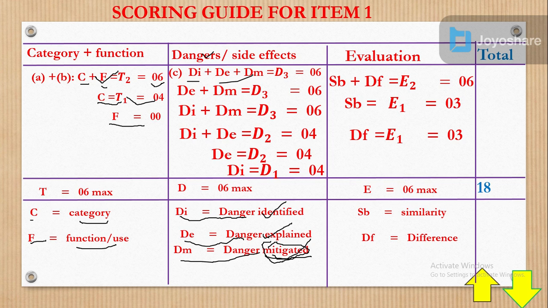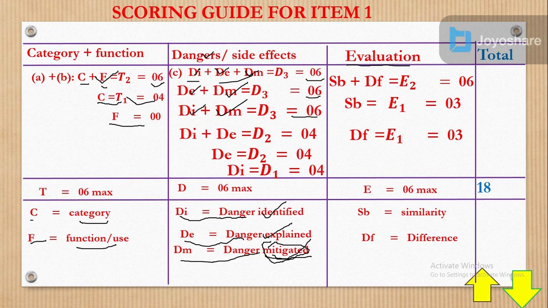Okay, so let's proceed. Now we have what we call evaluation. Evaluation must give the similarities and differences. Maybe before you go to the evaluation, we're coming back to the danger. Once you give a danger, explain it, mitigate it, you have 6 scores. Still, if a student explains the danger and mitigates it, give that student 6 scores. And if a student identifies the danger and also mitigates it, give that student 6 scores.